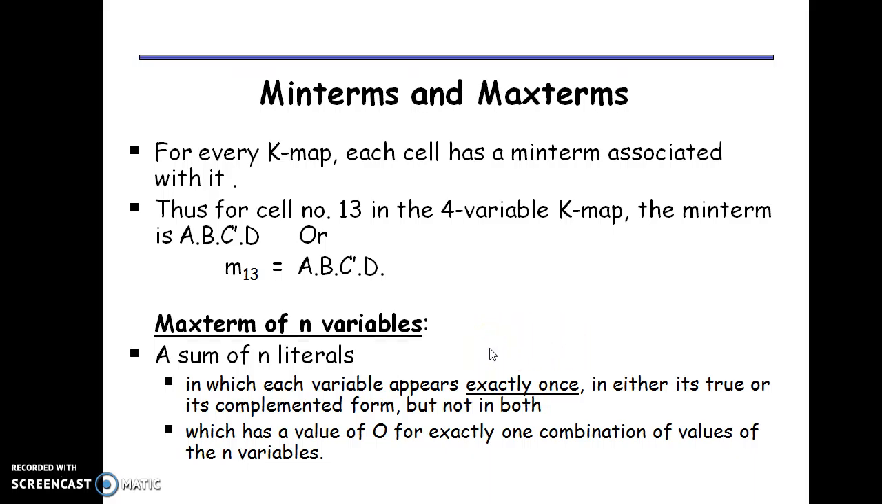What's the max term? The max term is the sum of n literals. Like the minterm was a product of n literals, a sum of n literals is called the max term. It also has the same property. In the max term, each variable comes once, either in true form or in complemented form, and the value is always equal to 0. The value of the minterm was 1. Here for the max term, the value is 0.